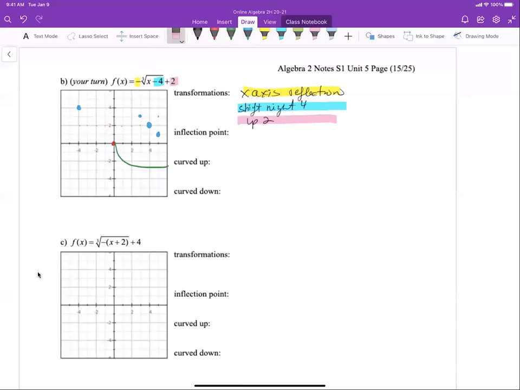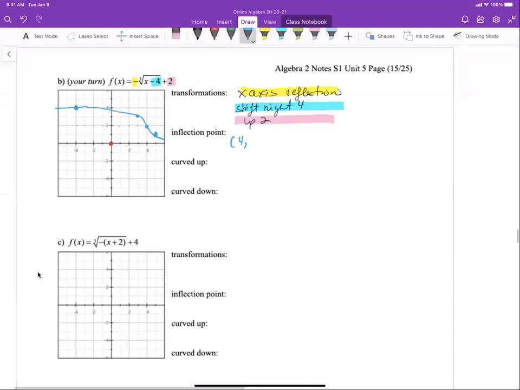I'm going to get rid of this green. Okay. All right. Now I can do this graph. I'm going to get something that looks like that and something that looks like that. Double check. Yep. Okay, inflection point. Inflection point is at 4. X is 4, Y is 2.